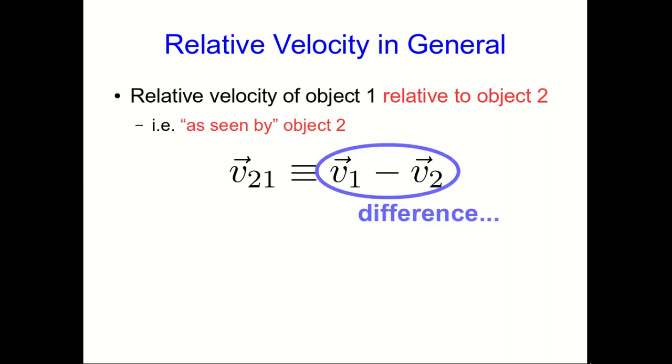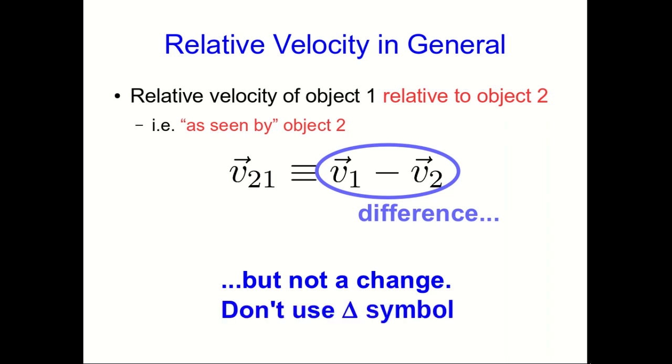Notice there's a difference here. And despite this being a difference, this is not a change. We're not talking about one physical quantity and a difference between a final value and an initial value. We're talking about two velocities, which are velocities of different objects, but at the same time. And so even though it's tempting, it looks like, because it's a subtraction, this might be a delta something. It's not, because a delta means a change, and this thing isn't a change.